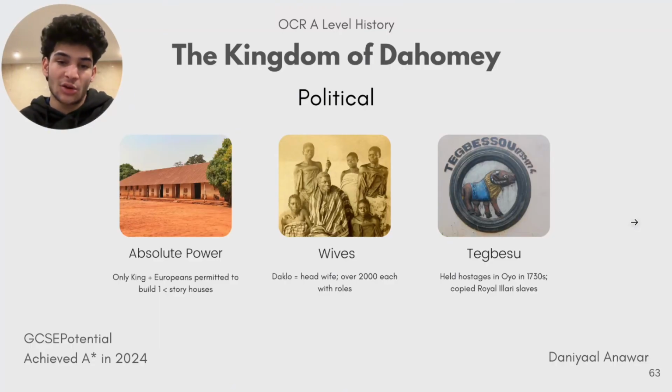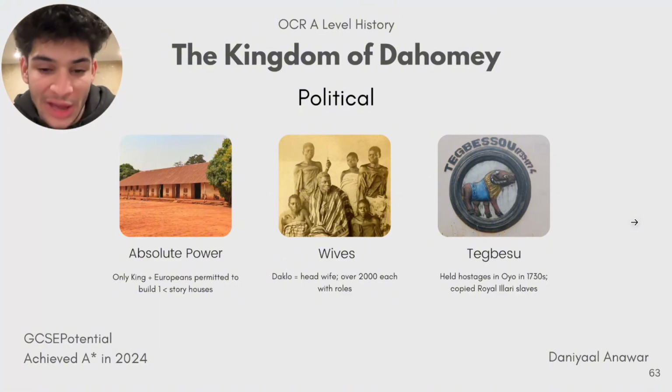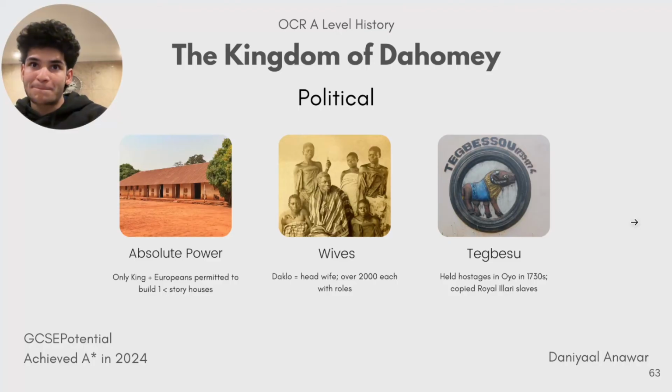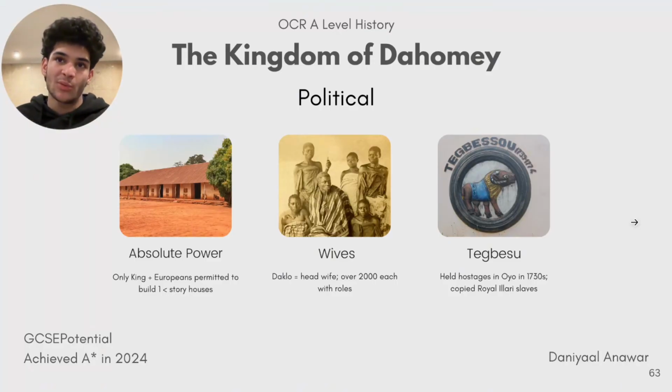The second point, so the Dahomeyan king had thousands of wives. I think that, yeah, here we go, over 2,000 each. So he had over 2,000 wives. So they were kind of like political tools, I guess. Daklo was the head wife, and she had a lot of power. The Daklo, the head wife, was the intermission between the king himself and the rest of the wives and a lot of different people in the community. So she was kind of like a secretary of sorts. But yeah, over 2,000 wives.